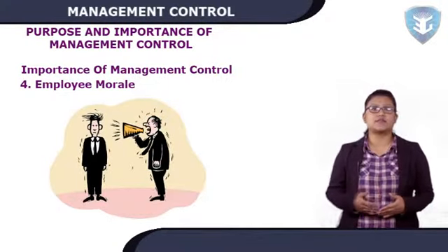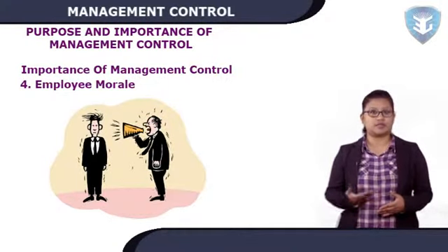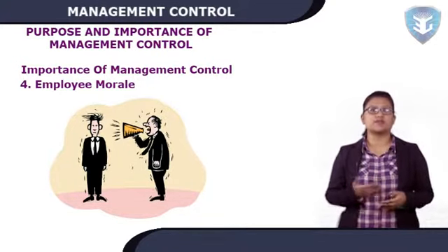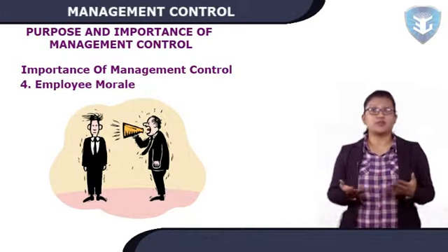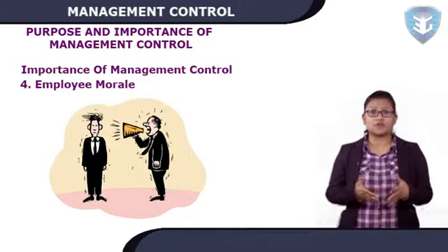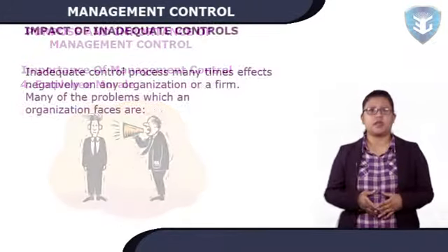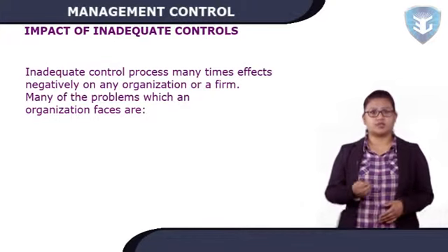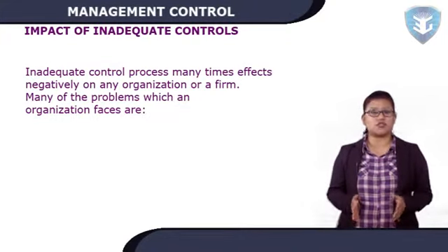Employee morale. Control creates an atmosphere of order and discipline in the organization. Absence of control leads to a lowering of morale among employees because they cannot predict what will happen to them. They become the victims of the bias and repression of the superior. Impact of inadequate controls. An inadequate control process many times affects any organization or firm negatively.